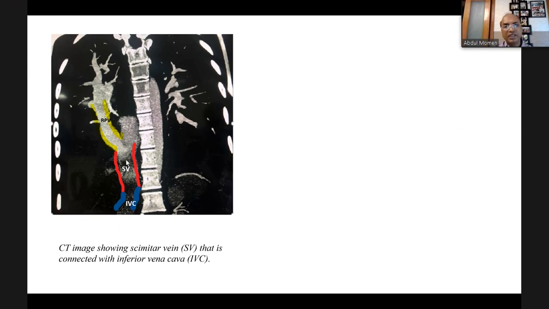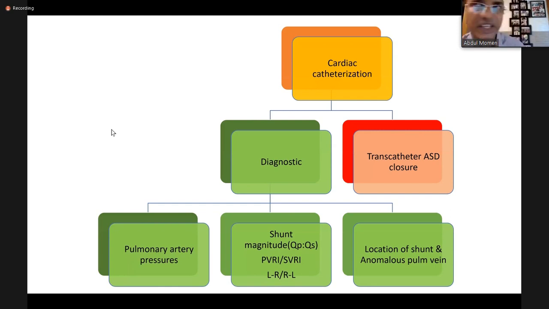So cardiac catheterization is diagnostic, and also for transcatheter ASD closure: pulmonary artery pressure, shunt magnitude, pulmonary vascular resistance, systemic vascular resistance, location of shunt, and anomalous pulmonary vein. We can detect all by cardiac catheterization, but now it is not necessarily routine in an ASD case because everything can be calculated by other means. Basic approach in cardiac catheterization: trajectory, oximetry, pressure study, and angiography. So these are the four basics of cardiac catheterization.